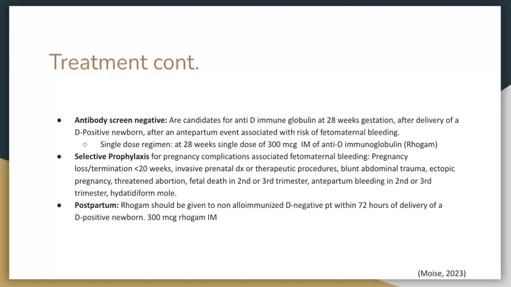And then postpartum, RhoGAM should be given to all non-alloimmunized D-negative patients within 72 hours of delivery of a D-positive newborn. And again, that dose would be 300 micrograms IM.